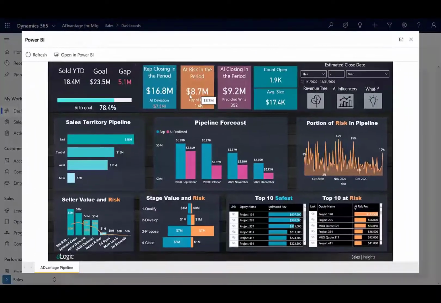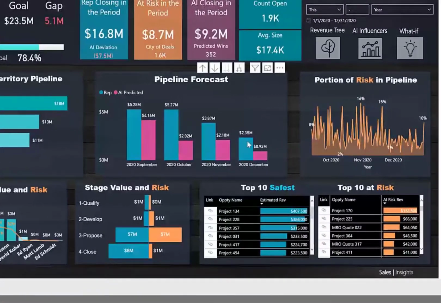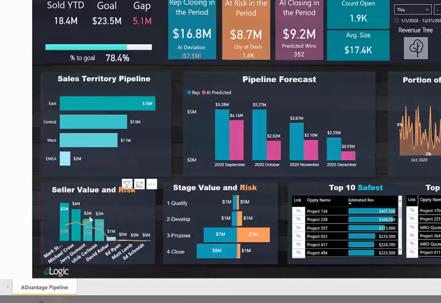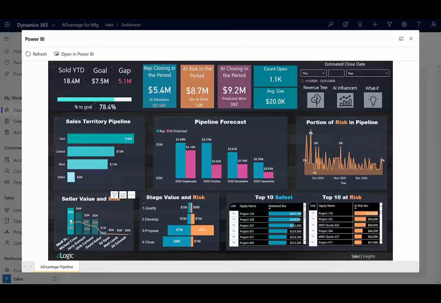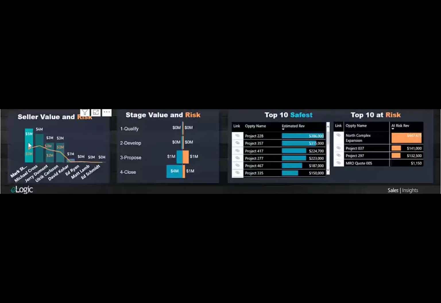Now, when I look at the pipeline holistically, I can pivot by sales territory. I can look at the forecast based on what our reps are predicting versus what the AI model is predicting for each month. I can see where the actual risk is percentage-wise in our pipeline. I can come down here and pivot actually by seller, which is interesting for me because one of the things I want to do is go through each one of these pipeline reviews with my sales team.